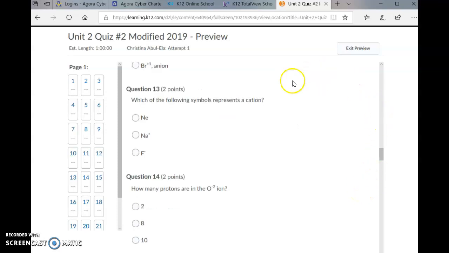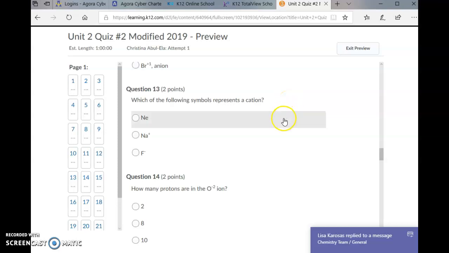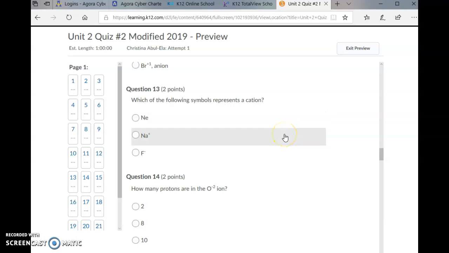Question 13. Which of the following symbols represents a cation? Neon, Ne, Na+1, F-1.